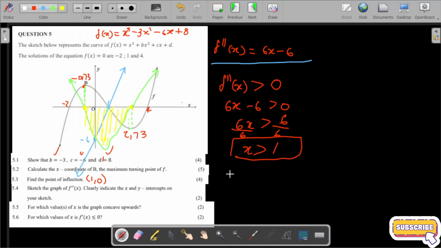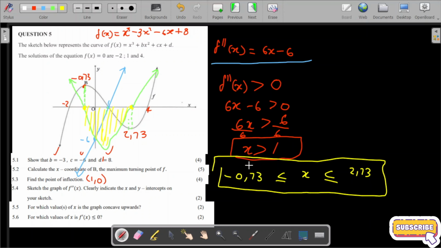So the x of this turning point is negative 0.73, and the other x in this case is going to be 2.73. So negative 0.73 is less than x, and x is less than 2.73. This is the last question in terms of 5.6.